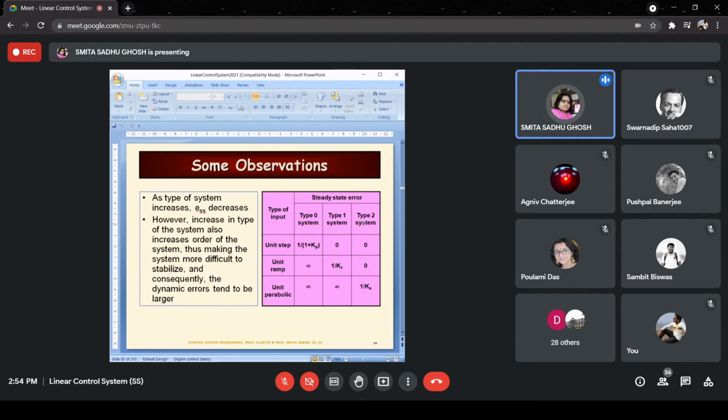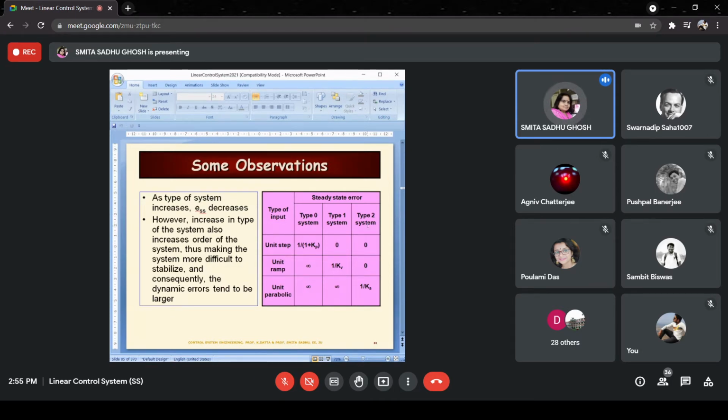But nevertheless, for the time being, it would suffice to say that if the order of the system increases, the relative stability decreases. In general, I'm saying, and as a result of that, you cannot make a sweeping statement that if you have a system of higher type, it is better. It is better from the steady state point of view, meaning the performance, if your steady state error is the only performance criterion that you are interested in. In that case, definitely, yes.